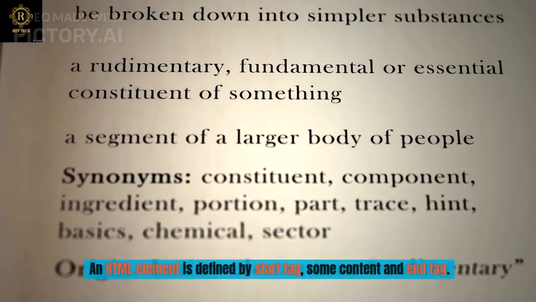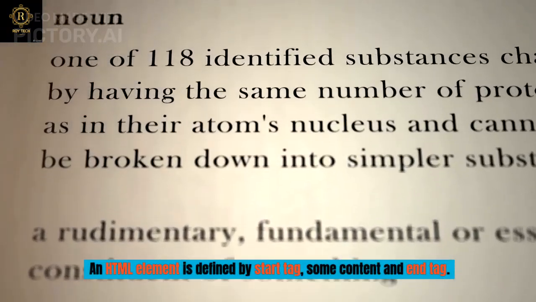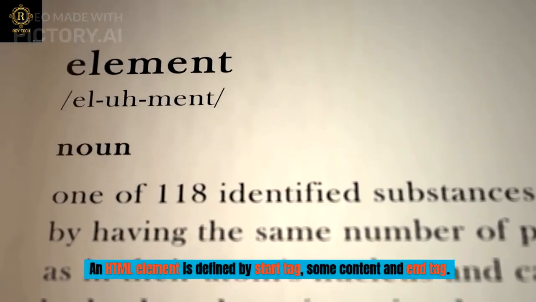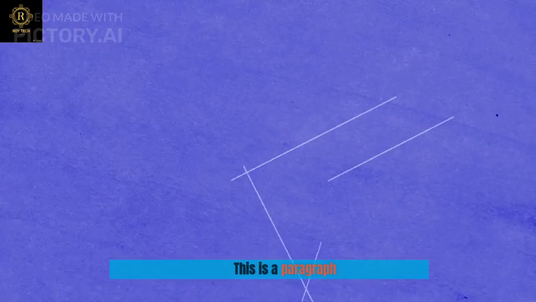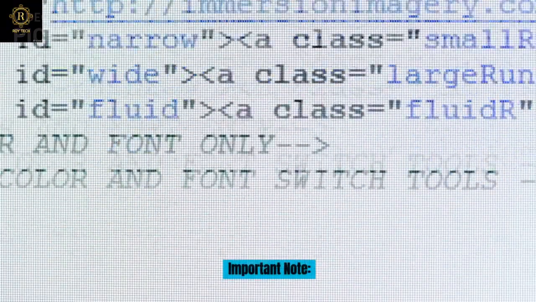What is an HTML element? Answer: An HTML element is defined by a start tag, some content, and an end tag. Example: start tag, element content, end tag. This is a heading. This is a paragraph.